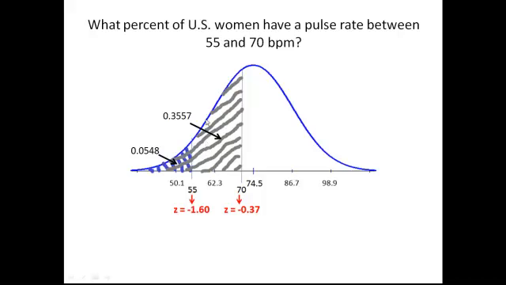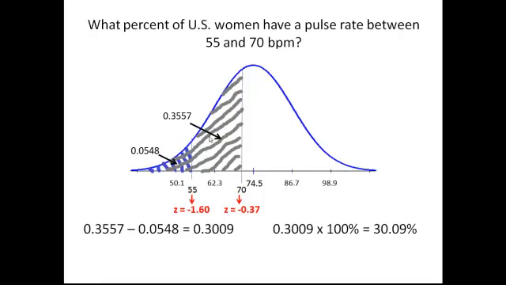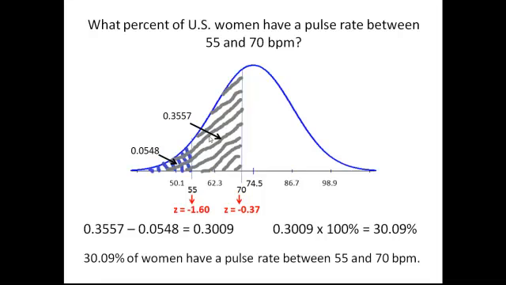I just want the area that's shaded in the gray, not the area that's shaded in the double gray and blue. So what can I do with these 2 numbers here that will allow me to find the area between 55 and 70? Well, if your suggestion was to subtract the 2, you're right. If we take the 0.3557 and subtract off the smaller area of 0.0548, we'll find the exact area between those two cut points. So we'll quickly turn this into a percent, and we'll discover that 30.09% of women have a pulse rate between 55 and 70 beats per minute.